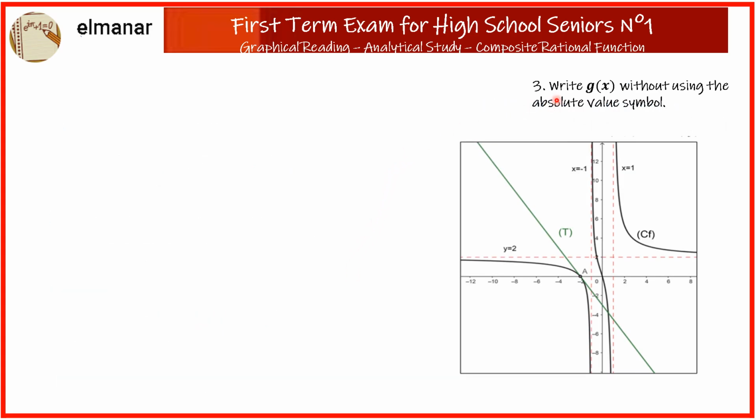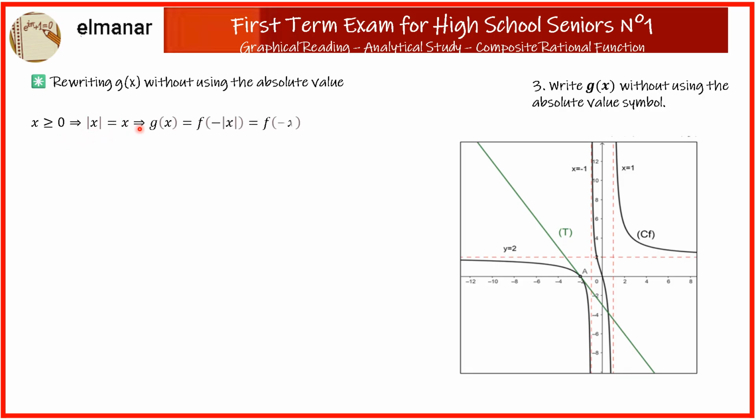Three. Write g of x without using the absolute value symbol. Objective of the exercise. The goal is to rewrite the function named g without using the absolute value symbol. This reformulation makes it easier to carry out a precise graphical analysis, especially when exploring symmetry and how the function behaves.